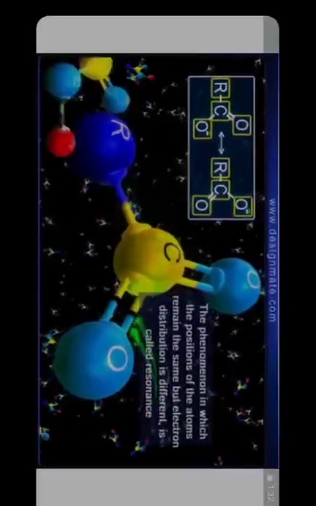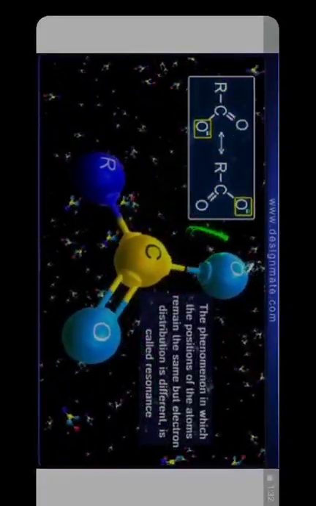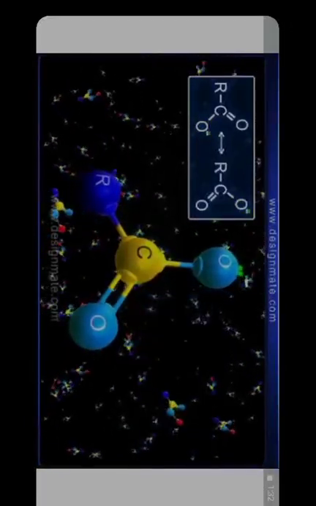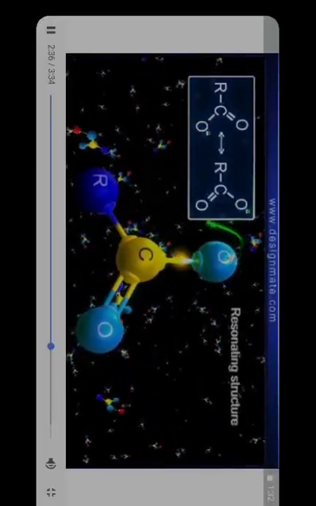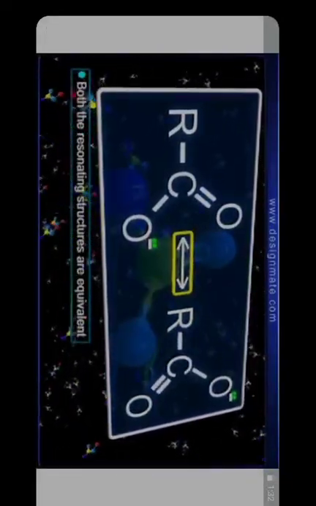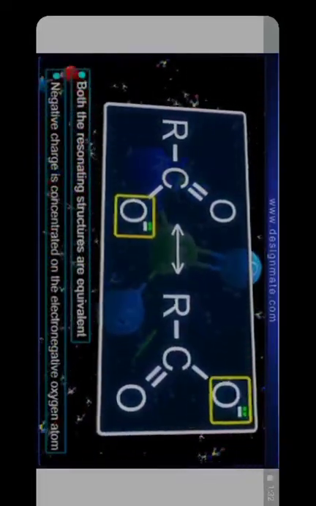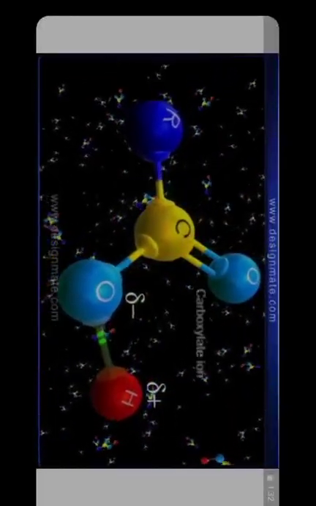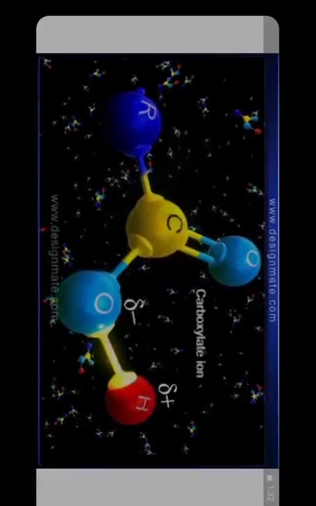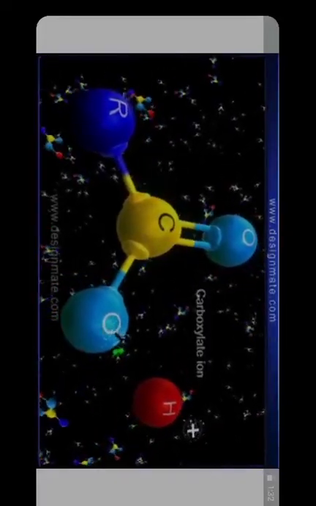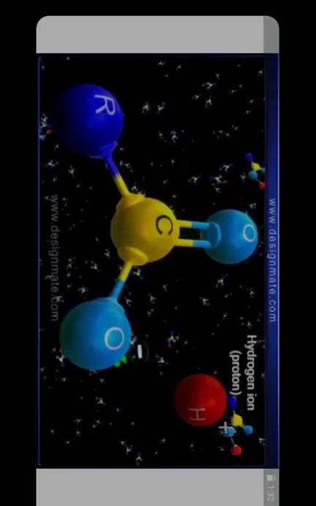This phenomenon in which the positions of the atoms remain the same, but electron distribution is different, is called resonance, and the resulting structures are called resonating structures. Both the resonating structures formed here are equivalent, and the negative charge is concentrated on the electronegative oxygen atom. This makes the carboxylate ion highly stable. Due to its high stability, a carboxylate ion is readily formed from a carboxylic acid molecule, hence favoring the release of a proton.